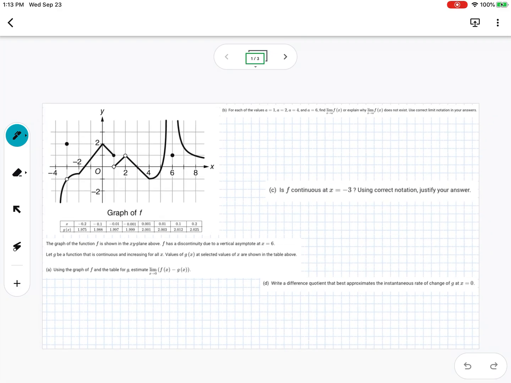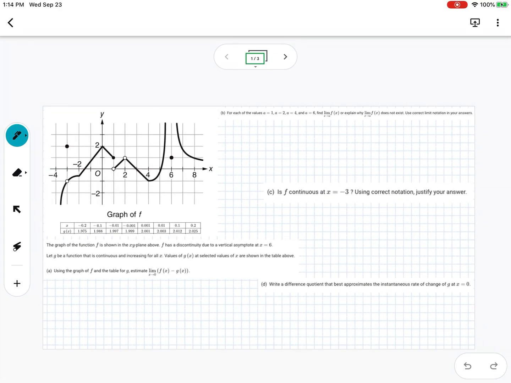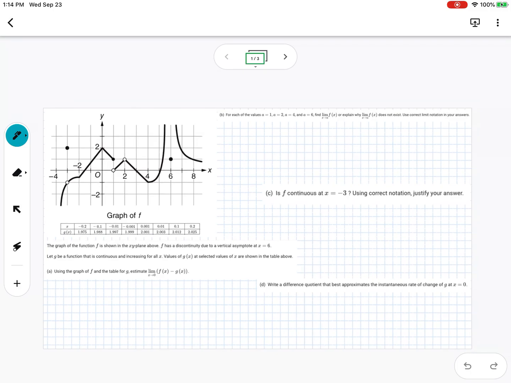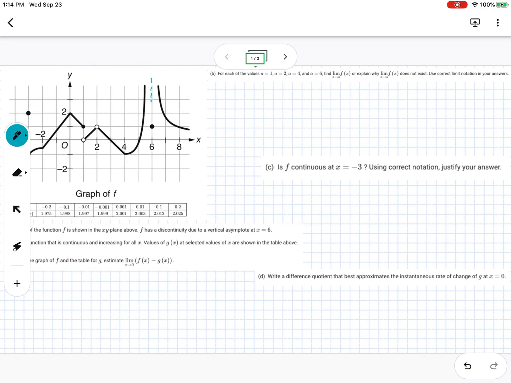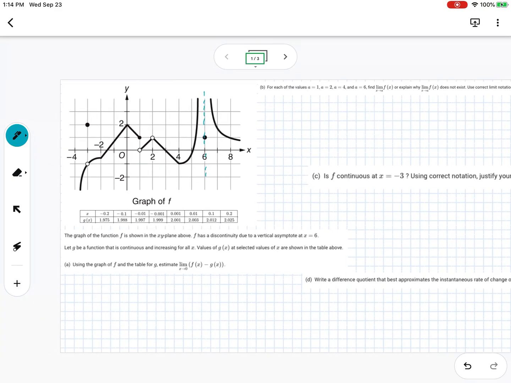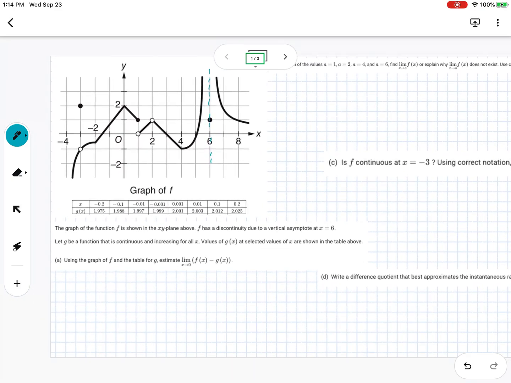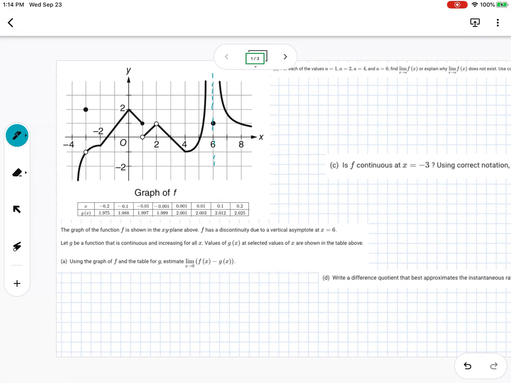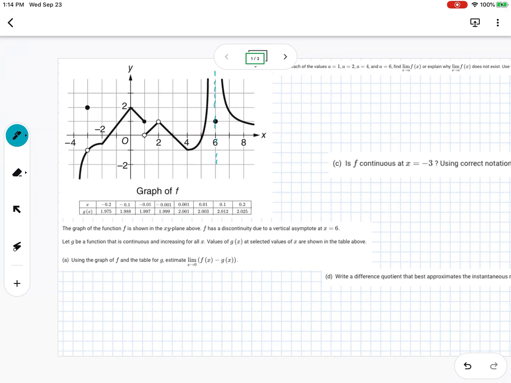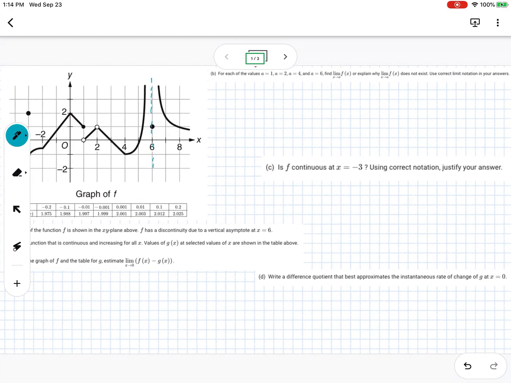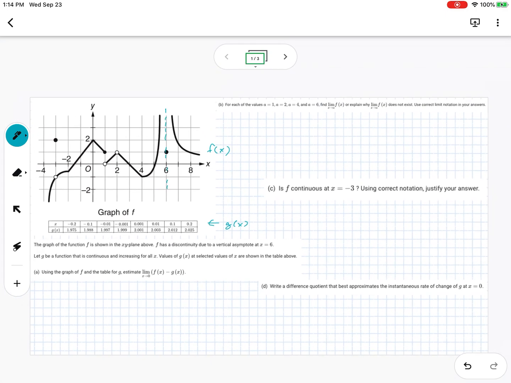Okay. So Part A, it says that the graph of function f is shown in the xy plane above. f has a discontinuity due to a vertical asymptote at x equals 6. Okay, so that vertical asymptote is right here, right? What else does it say? Let g be a function that is continuous and increasing for all x. It's continuous and increasing for all x. Selected values of g of x are shown in the table above. So here is g, and here's f, okay?